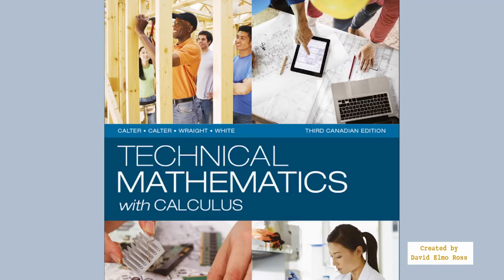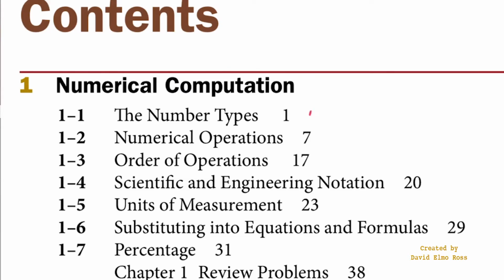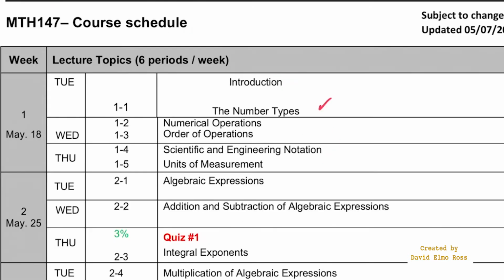For Math 147, the textbook we're going to use is Technical Mathematics with Calculus from Coulter, Rate, and White. For the purposes of this course, we're going to be doing number types, numerical operations, order of operations, scientific and engineering notation, units of measure, and substituting into equations and formulas. We will not be doing percentage. And as you can see, these topics coincide with the first 3 lessons for Math 147.